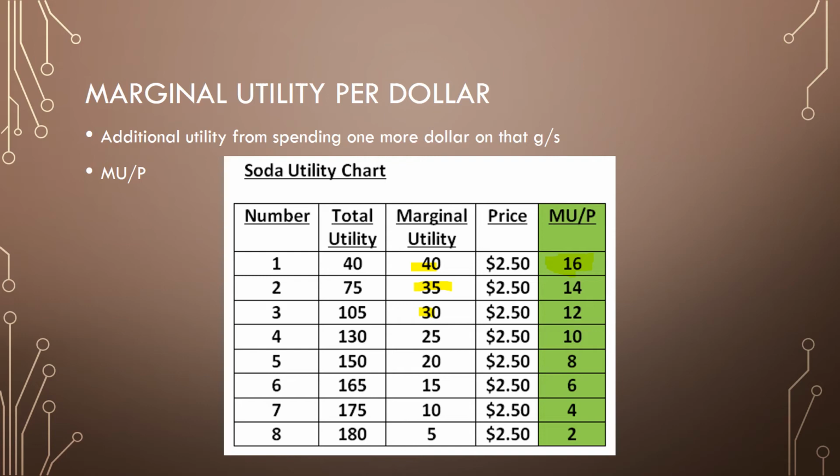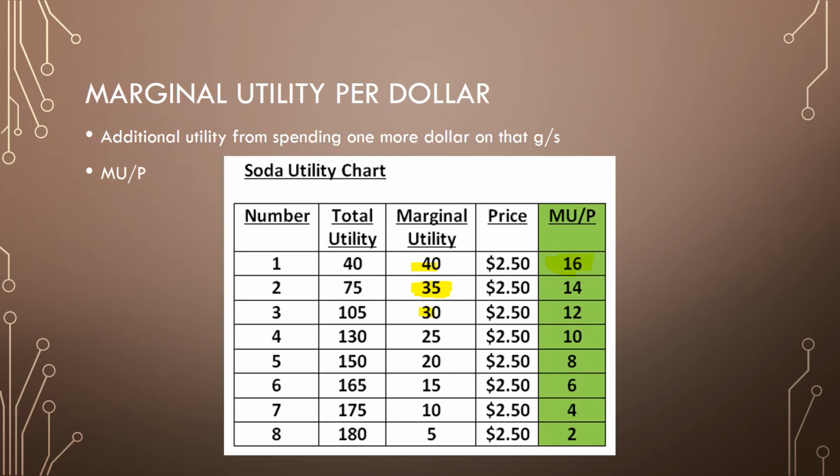Now what's going to happen? The second soda, the marginal utility falls to only 35. So now it's 35 divided by $2.50, which equals 14. And again, as you notice, the marginal utility per dollar is now falling. So that's what we do with marginal utility per dollar. It's how you solve it and figure it out.